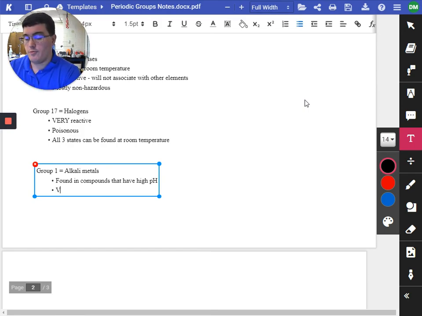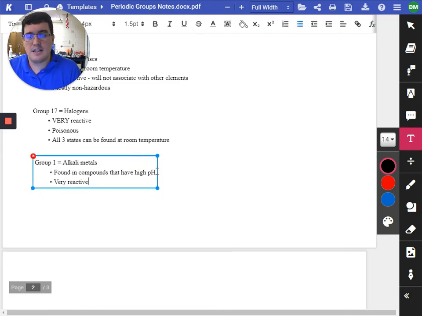These are also very reactive. These are the very reactive metals. They react violently with water. You can Google the video of lithium or sodium or potassium being added to water. There's even one of cesium, which is super duper explosive. Very fantastic, very reactive set of metals. The Group 1, the alkali metals.